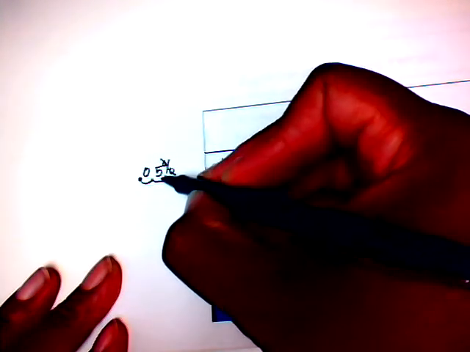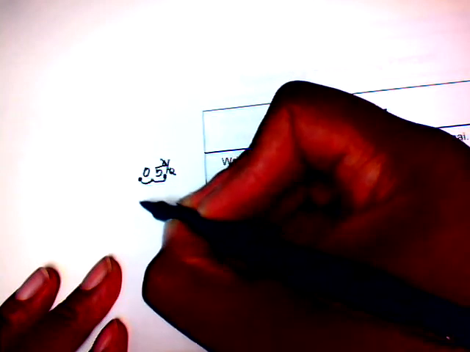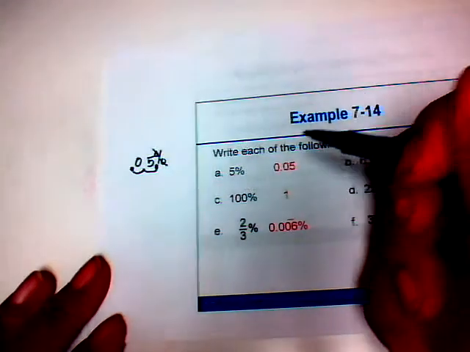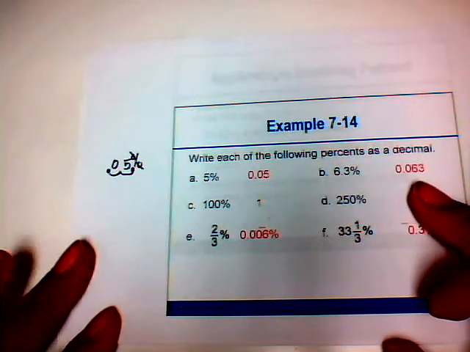Here, the decimal point is understood to be behind the last digit. So we move it over 2 places to the left. Or you can divide by 100 if you want to. And you'll get that 0.05 as your answer.